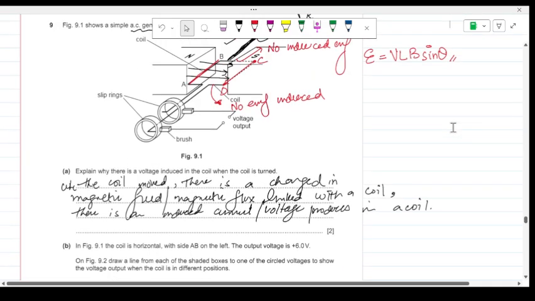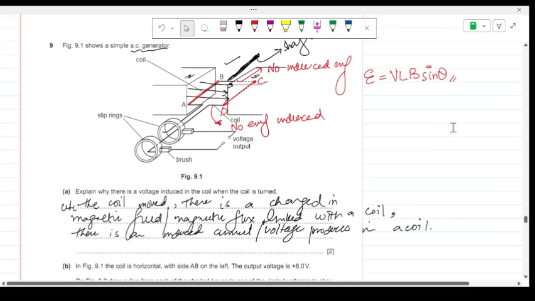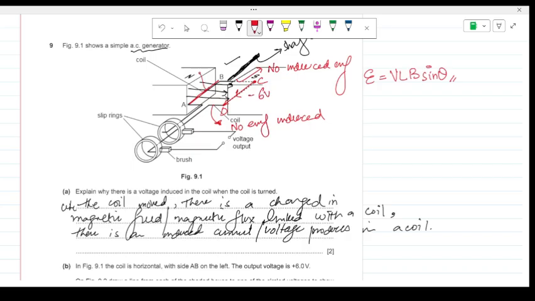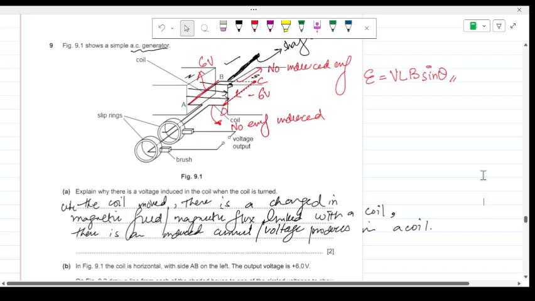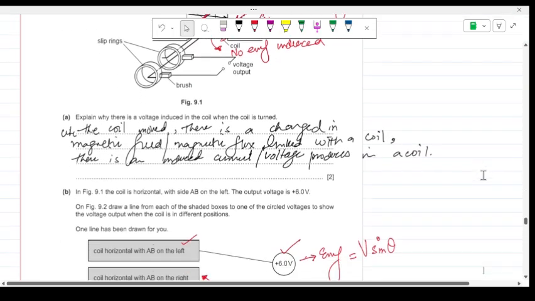Magnetic field lines are similar, but the direction is opposite. As we move from C to D, the direction is opposite, so you get minus 6 volt here and plus 6 volt. Moving on to the next part.